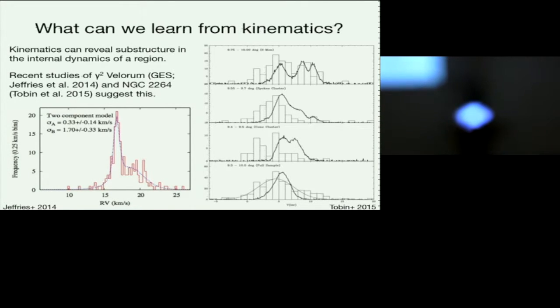For example, Tobin et al. Here, they're showing the radial velocity at various different slices in declination and seeing that the radial velocity distribution varies as you take different slices through NGC 2264.